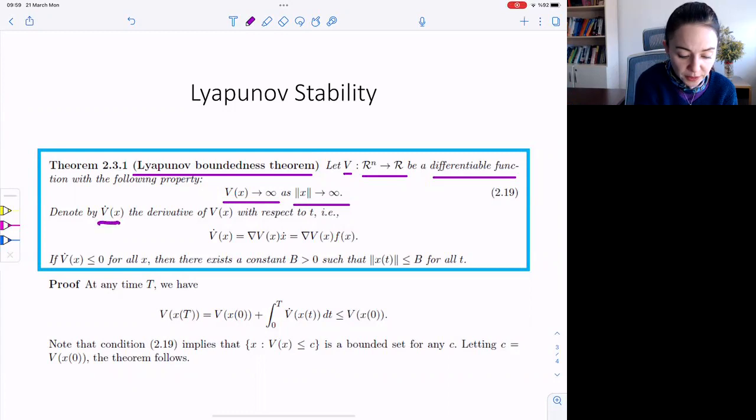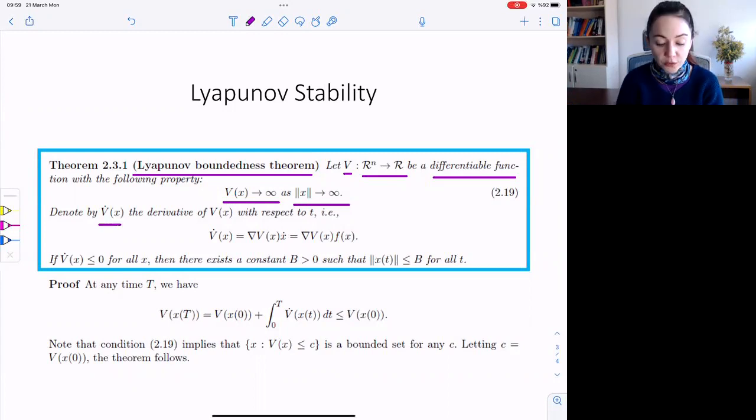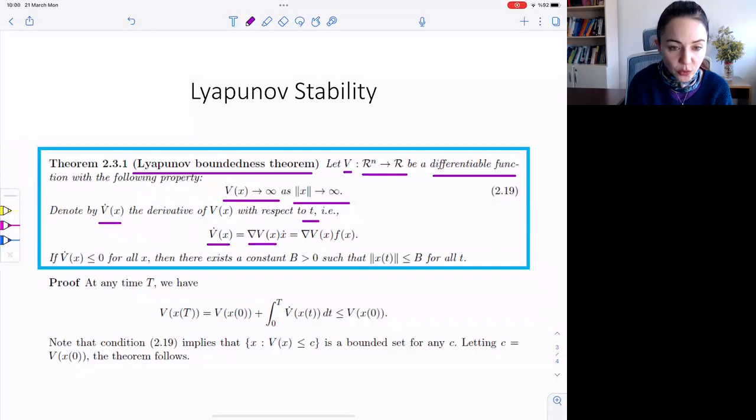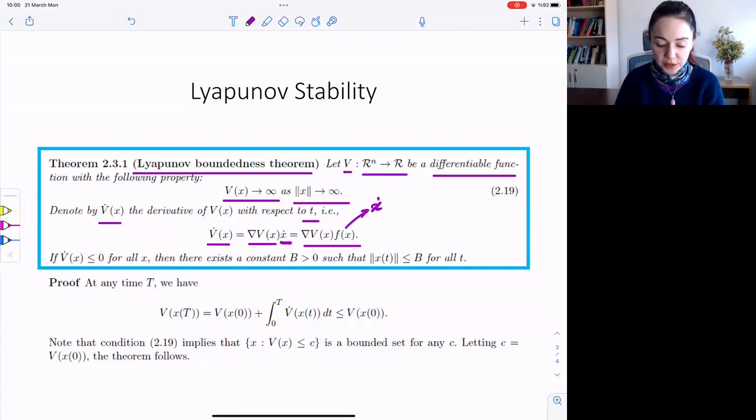And if v dot of x is the derivative of v of x with respect to time, not x but time, the time derivative of this function, it can be found by first differentiating with respect to x and then multiplying by the time derivative of x, meaning take the gradient of v with respect to x and take the inner product with the derivative of x with respect to time, which by definition, since f of x is equal to x dot in our dynamical system, is equal to this.